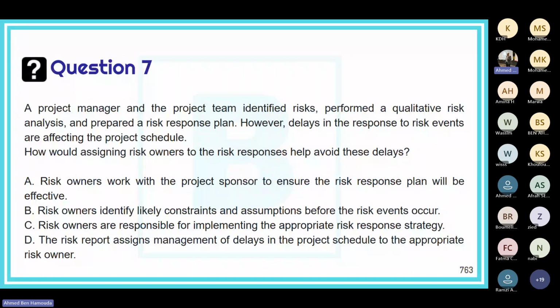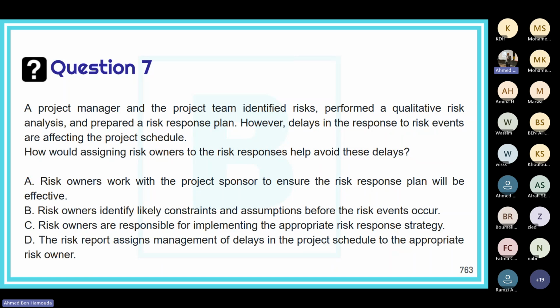Risk owners work with the project sponsor to ensure the risk response plan will be effective. Nope. Risk owners identify likely constraints and assumptions before the risk event occurs. Not really. The risk owners are responsible for implementing the appropriate risk response strategy.